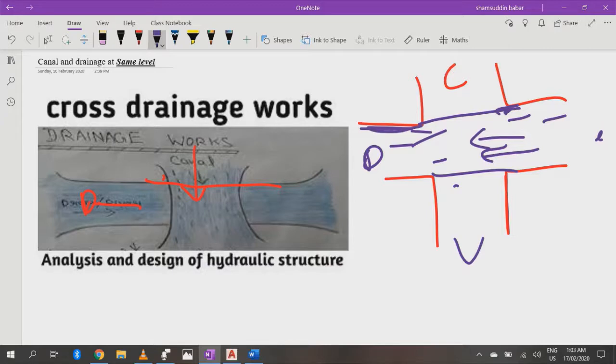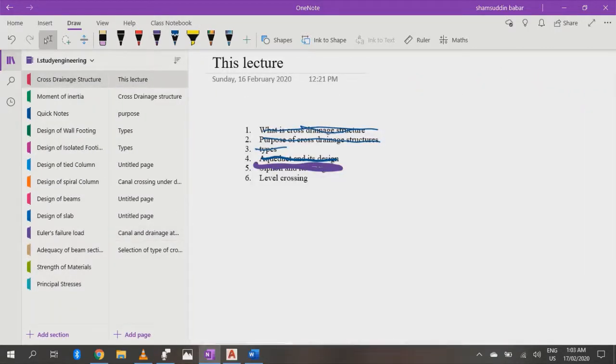Otherwise, another type of cross drainage structure should be used. So it is quite understood. Okay, now in this lecture we have actually covered everything, even the level crossing also. Now I am adding another point here that might come in the commission paper: selection of the type of cross drainage structure. When will we provide which type of structure: aqueduct, siphon, super passage, simple siphon, level crossing, etc.